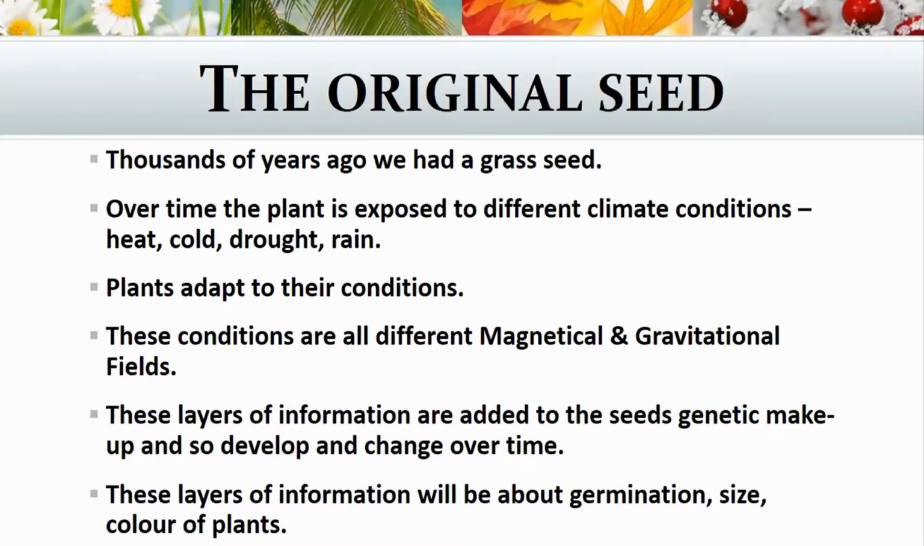And these layers of information which are added to the original seed will all be about germination, the size, producing different colors. So all these effects on the plants are all MaGrav fields, all fields of information which are added to the seed year after year.